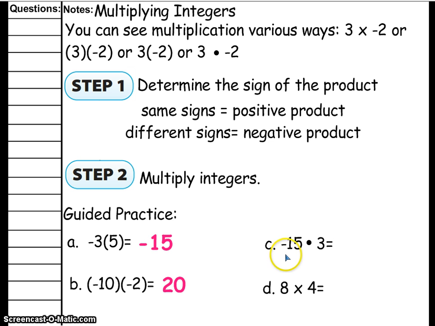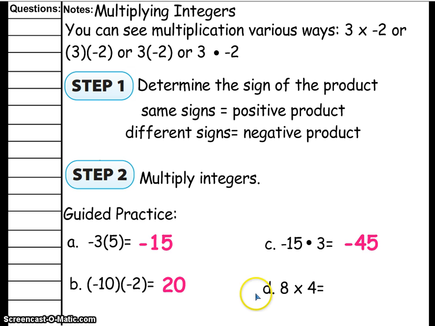Practice problem C. -15 times +3. The signs are different, so my answer is negative. And 15 times 3 is 45, so my answer is -45.